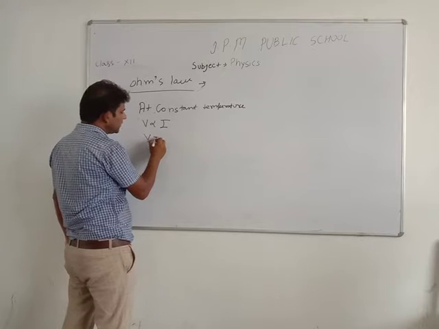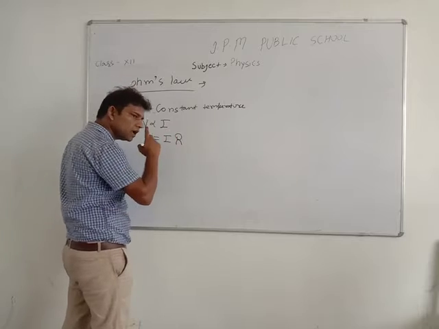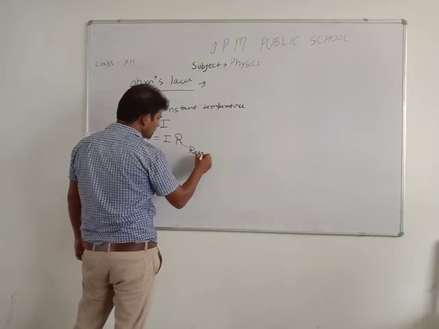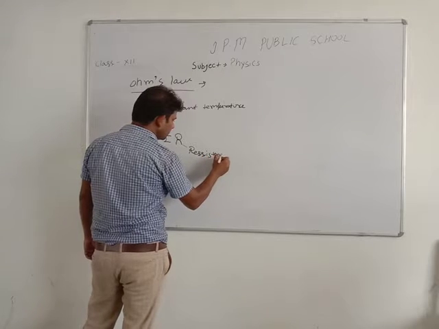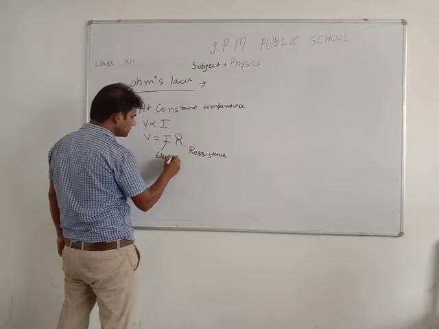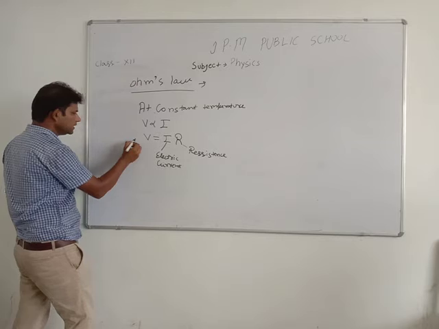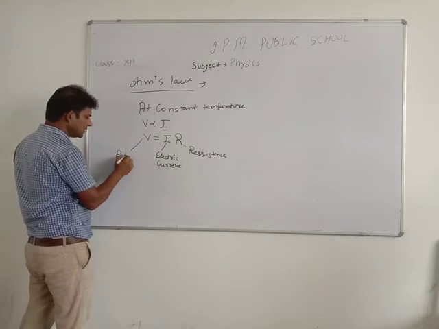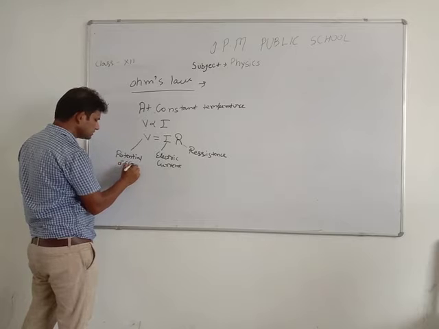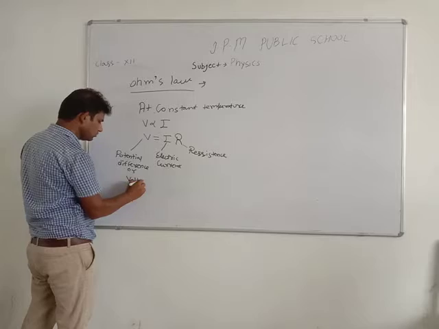When we remove the sign of proportionality, then we add one constant and the name of the constant is R, where R is known as resistance, I is electric current, and V is potential difference or voltage.